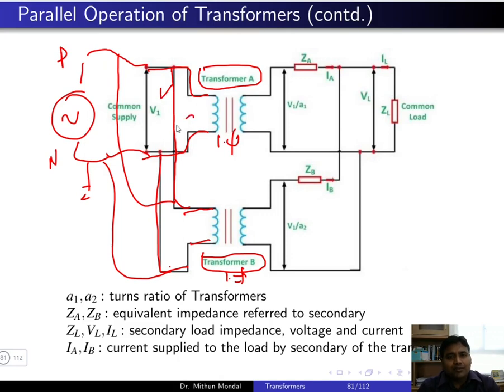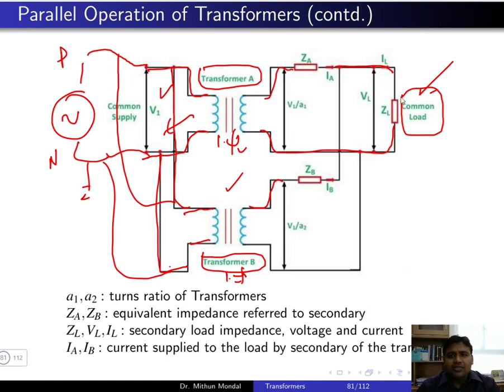So this is on the primary side. Let us see the secondary side. So you have a common load. This common load is there, and transformers 1 and 2 have to meet the requirement of this common load. Then the secondary of transformer 1 is connected to the load. Transformer 2 is also connected under the same polarity.